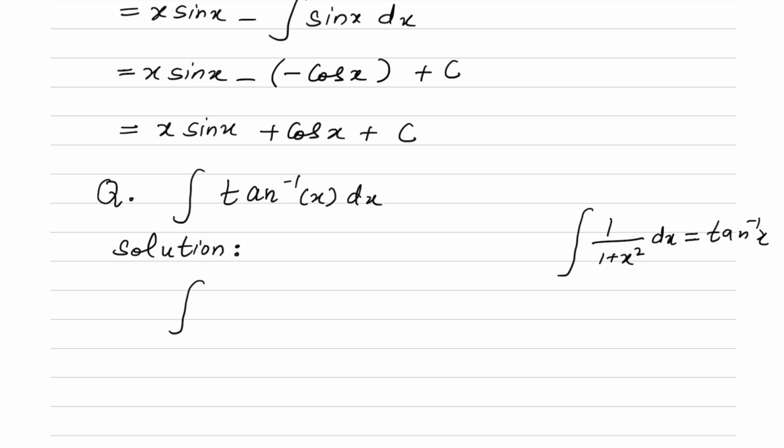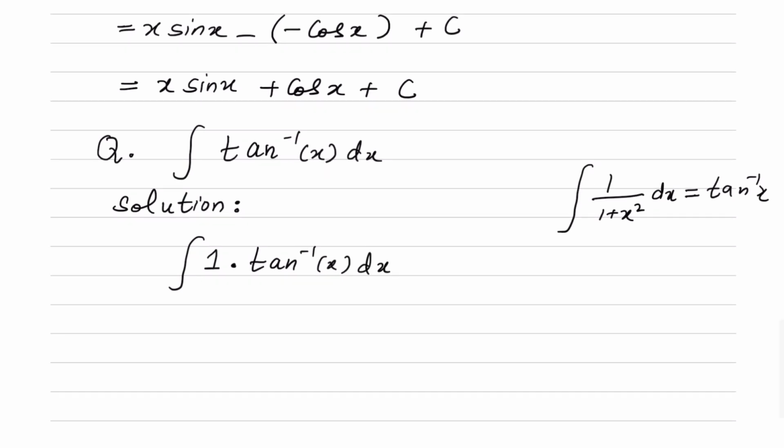But for integration by parts, we have to have the product of two functions inside the integral. But here we just have one function, which is tan inverse x. So what we can do is introduce and write 1 here multiplied by tan inverse x. It has not technically changed your question. Tan inverse x multiplied by 1 is still tan inverse x.